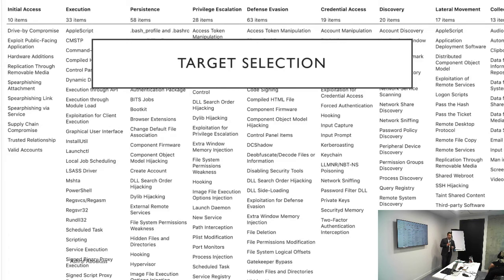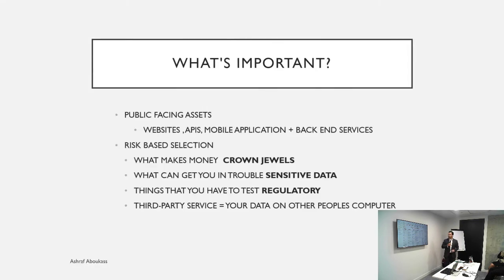So talk a bit about your target selection. So this is the depends answer, right? What you want to do here, I think it might be in this order, it might not be, but in my opinion, you want to attack your public-facing assets, right? Websites, APIs, mobile applications, back-end services. But that's not the only thing that you should be targeting, right?